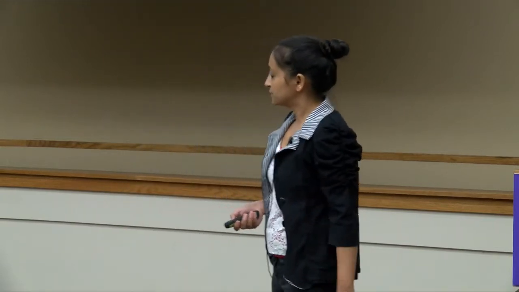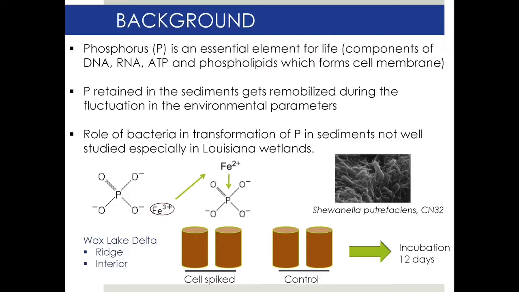However, there are very few, in fact none for coastal Louisiana, that specifically focus on the role of bacteria. So for the first time, realizing the need for this research, we analyzed the effect of bacteria that is commonly found on the phosphorus mobilization process. So for this, what we did was we collected sediment from different domains in Wax Lake Delta and incubated it for 12 days with and without bacteria, Shewanella putrefaciens, which is a very commonly found bacteria.